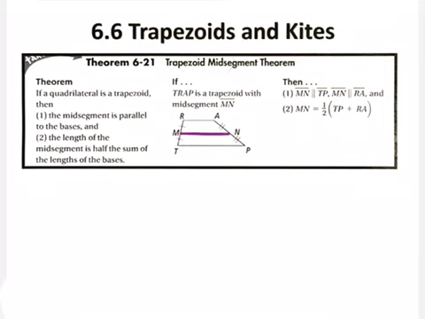Okay, so basically if we have a trapezoid with a mid-segment, or a segment that connects the midpoints of the two legs, we know that the mid-segment is going to be parallel to both of the bases. But more importantly, we know that the mid-segment is equal to 1/2 the sum of both of the bases. So this is important. We want to keep track of this because we're going to use this in the next few slides.